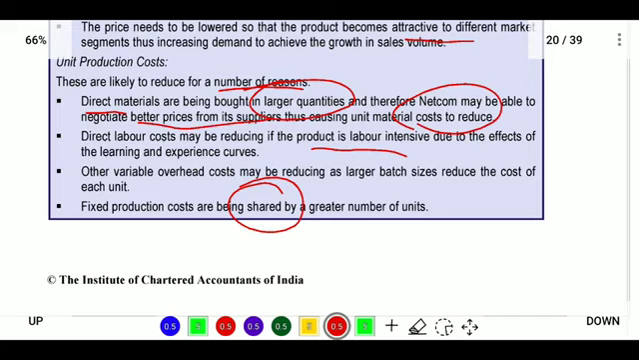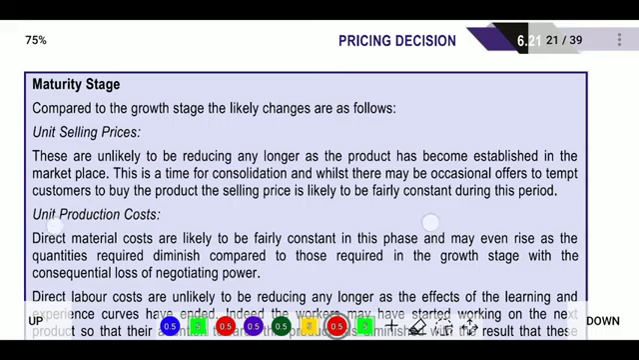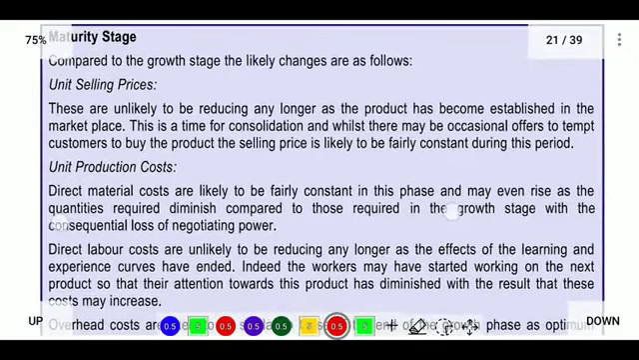That is the learning curve effect. So our labor cost will be reduced. Next, overhead cost may reduce as large batch size reduces the cost per unit. Next, at the maturity stage, compared to the growth stage, let us look at what changes: the selling price.